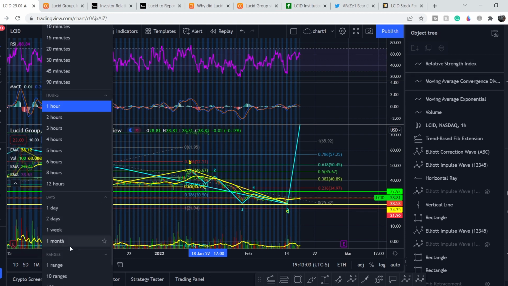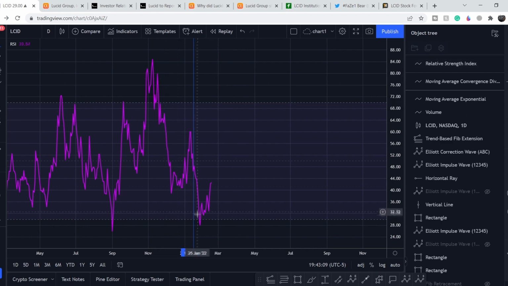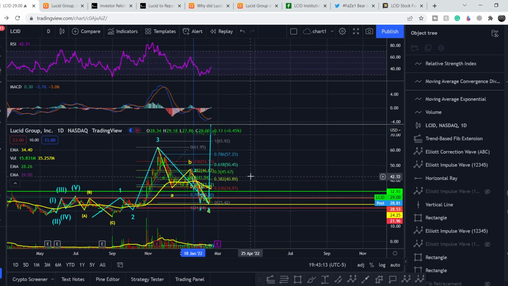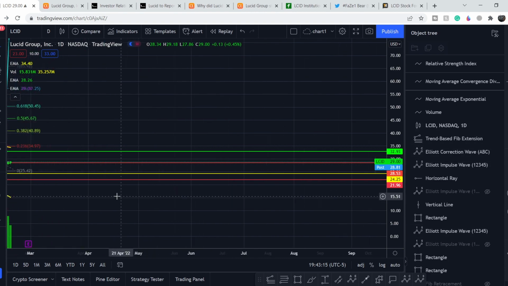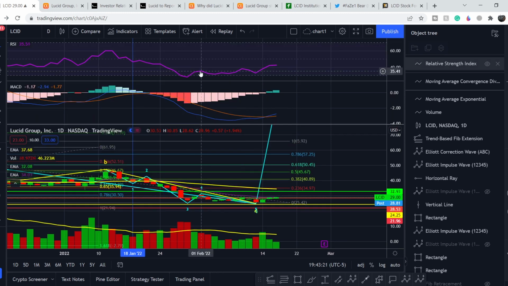If I switch to the daily time frame, right here on RSI we have higher highs, but on price action we have lower highs. Let me show you it in detail. This high and this high, and definitely it is a hidden bearish divergence that might lead to lower price action. That's why you have to be prepared for lower price action.